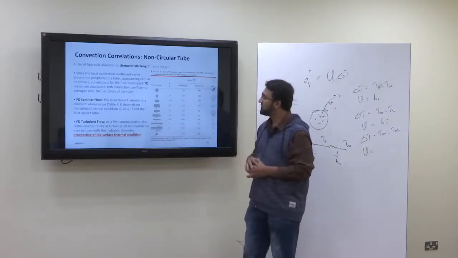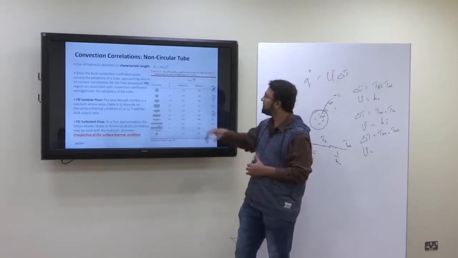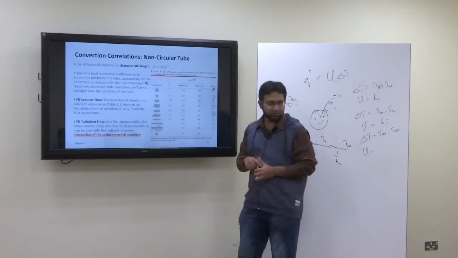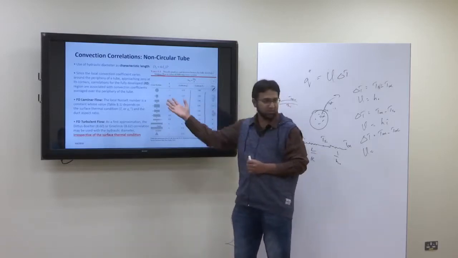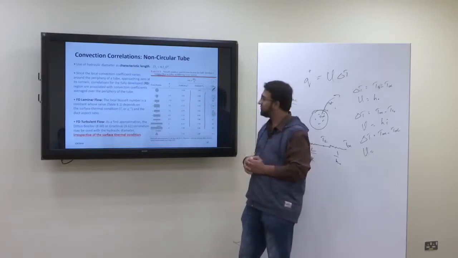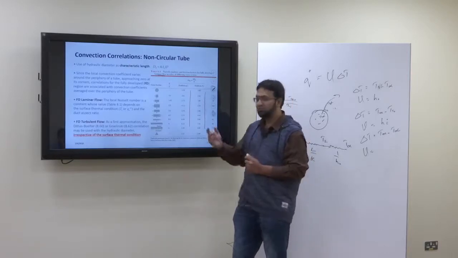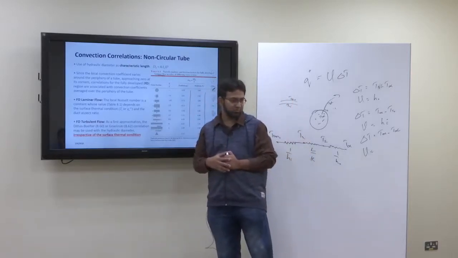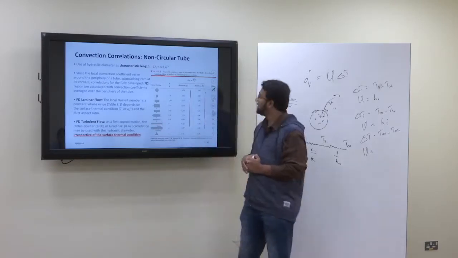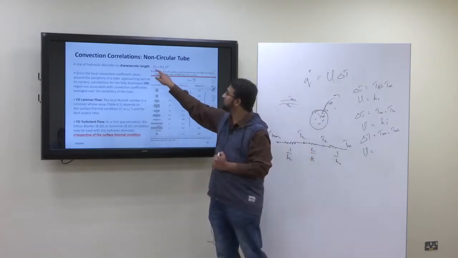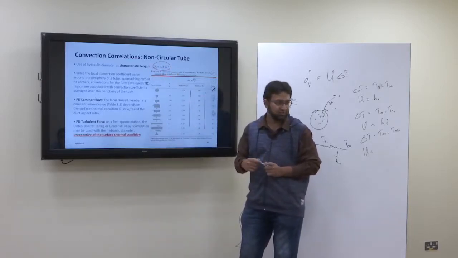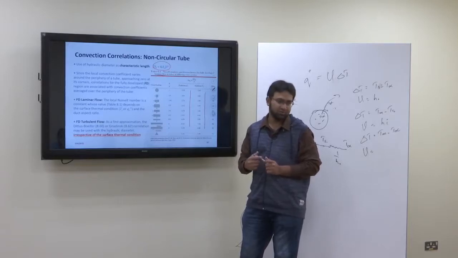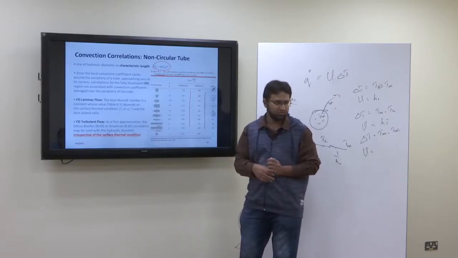So if we have a non-circular tube, then for the laminar flow case, the Nusselt numbers are these, depending upon which case you have. And if it is turbulent flow, then you use the regular Dittus-Boelter correlation. And the hydraulic diameter, you always determine based on this. This is the formula for hydraulic diameter. You should remember this, although it will be in the formula sheet as well.